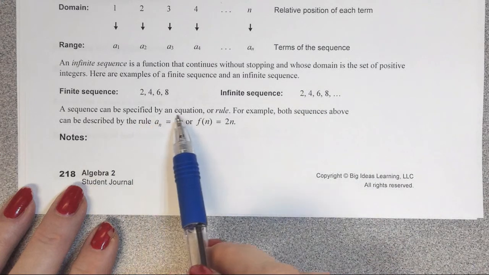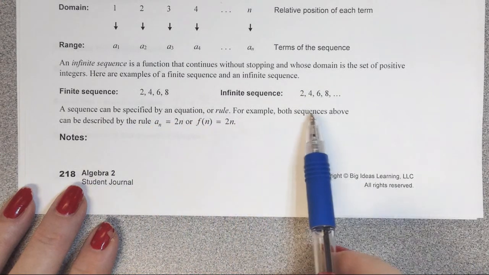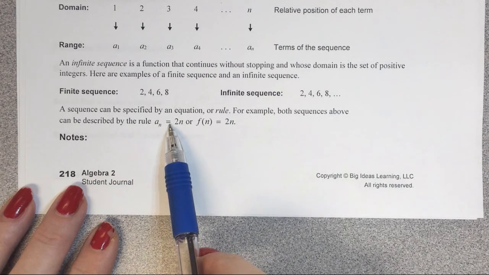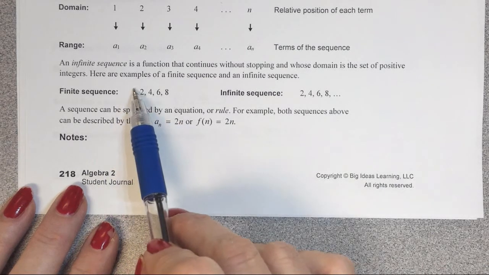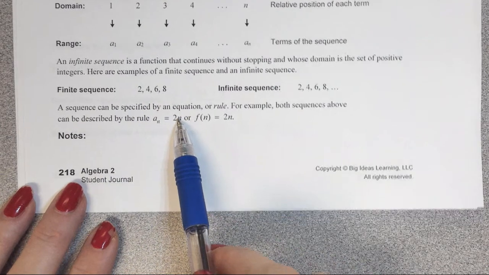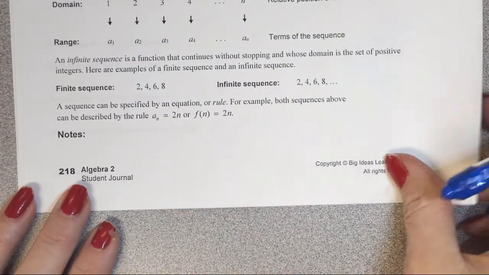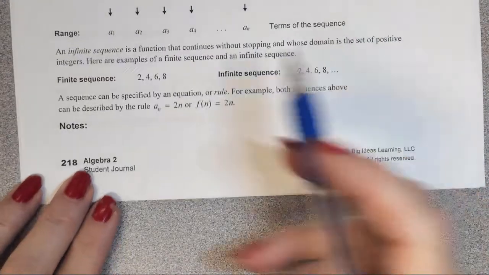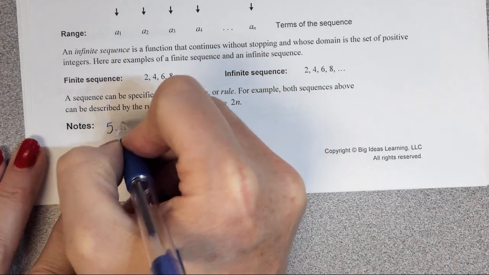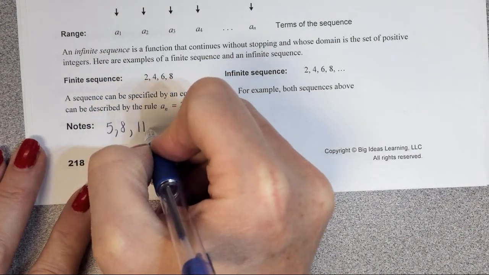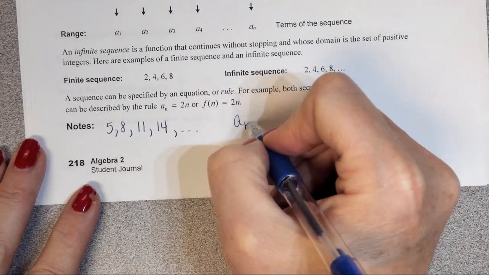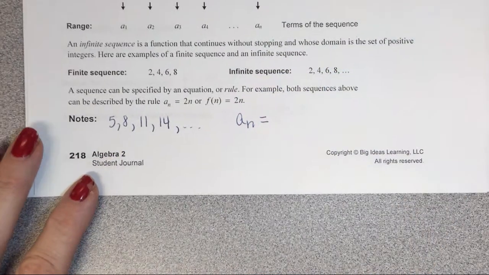A sequence can be specified by an equation or a rule. For example, both sequences above can be described by the rule a sub n equals 2n. See how we're adding on 2 every time and it ended up being 2n? Okay? All right. Let's have everybody try this now. What if our numbers had been 5, 8, 11, 14, ...? What's that rule going to be?